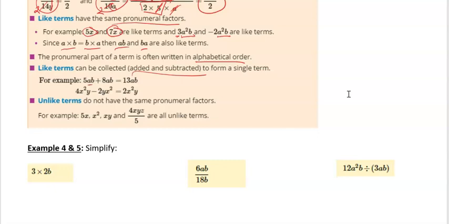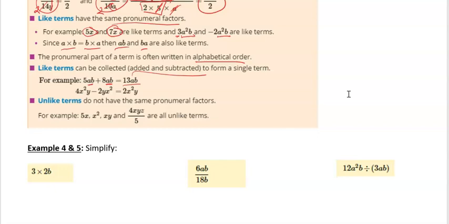So in this case, 5 ABs, whatever they are, and 8 ABs can be added to be 13 ABs. I don't need to know what A or B are. I just know that they are going to be multiplied together. I got 5 multiples of that plus 8 multiples of that. So it's going to give me 13.